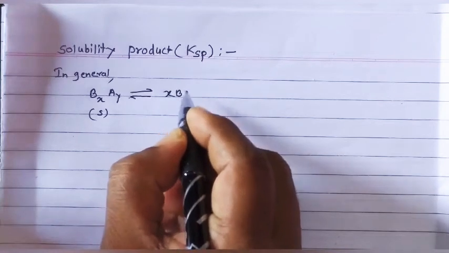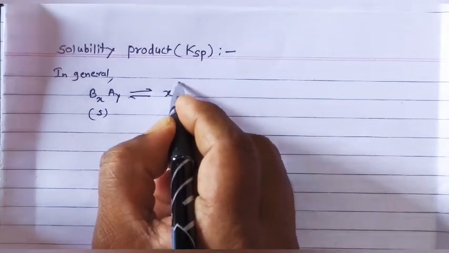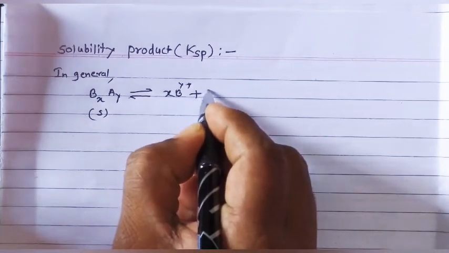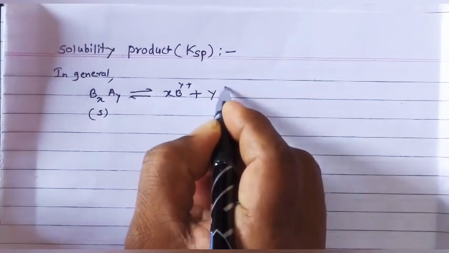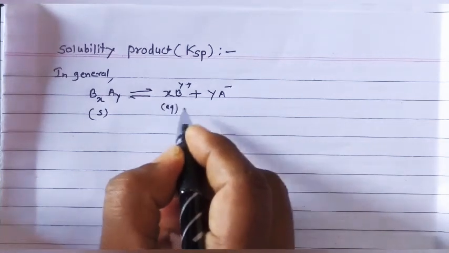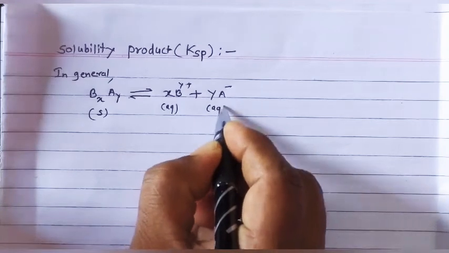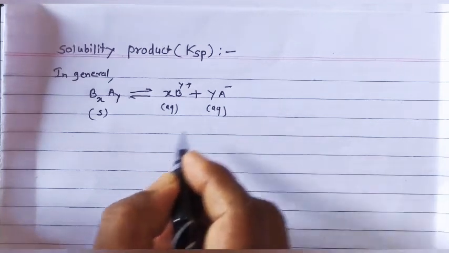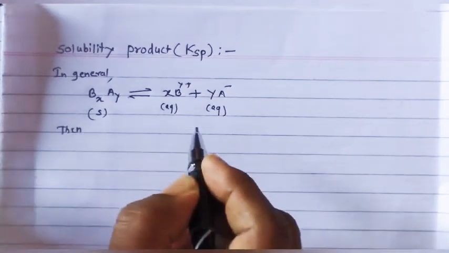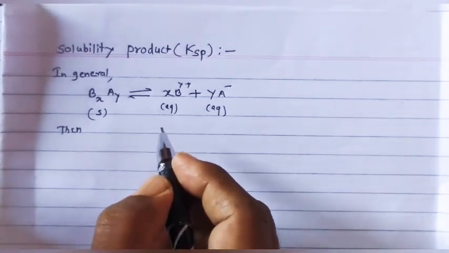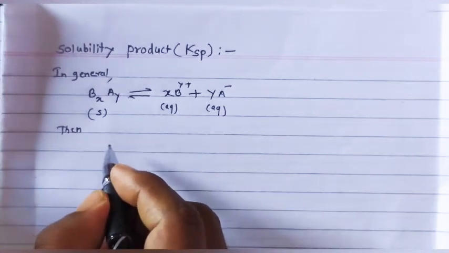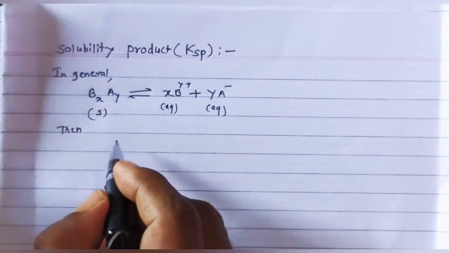BxAy ionizes into x B^(y+) plus y A^(x-), in the aqueous solution. From this equation, our equation of Ksp can be calculated.